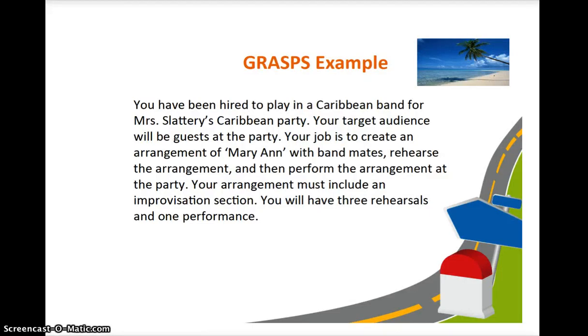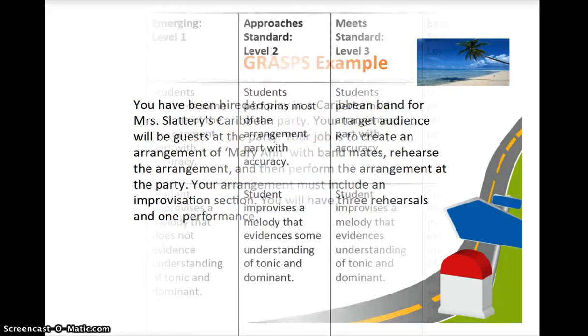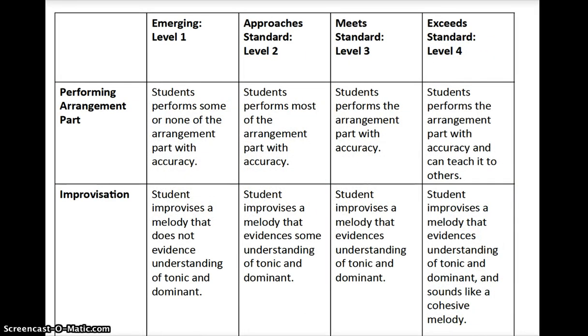So let's go back to Miss Slattery's Caribbean Party, our GRASPS assessment, our summative assessment. Well, if I were to create a rubric for this for formally assessing student growth, and if they've met the learner objective, one of my learner outcomes could be students perform arrangement part accurately, okay? And my rubric would be level 1, which is the lowest level.